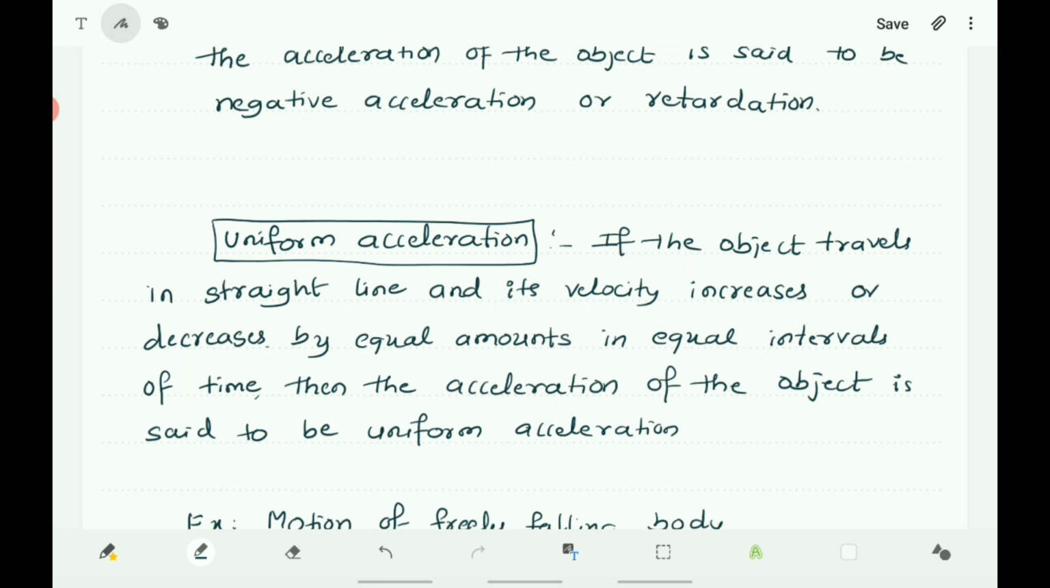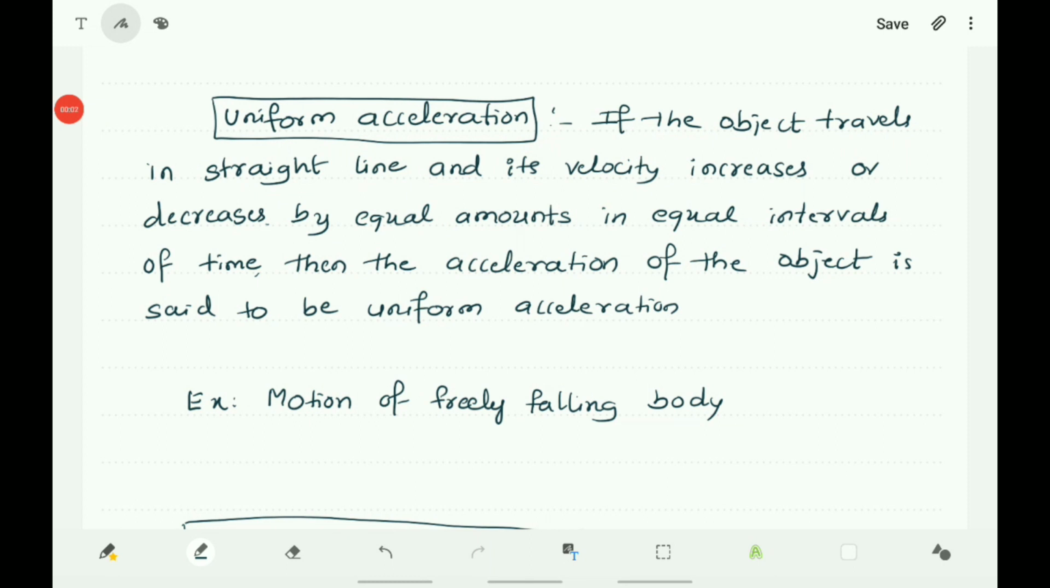Motion of a freely falling body is an example of uniform acceleration. In this case, the body is falling under the influence of gravity and its acceleration is uniform because the velocity goes on increasing by equal amounts in equal intervals of time. Therefore, the motion of a freely falling body is under uniform acceleration.